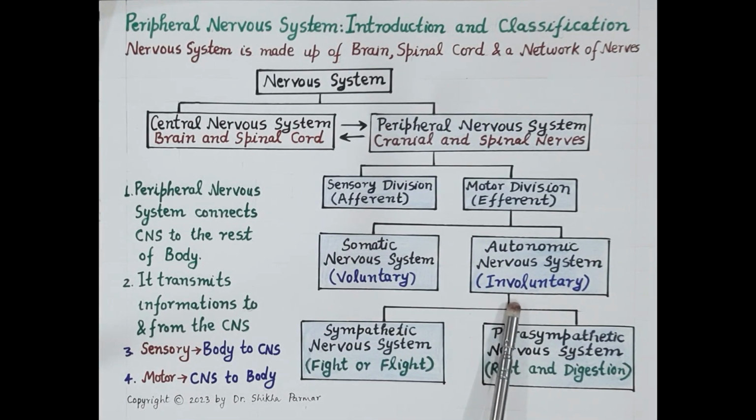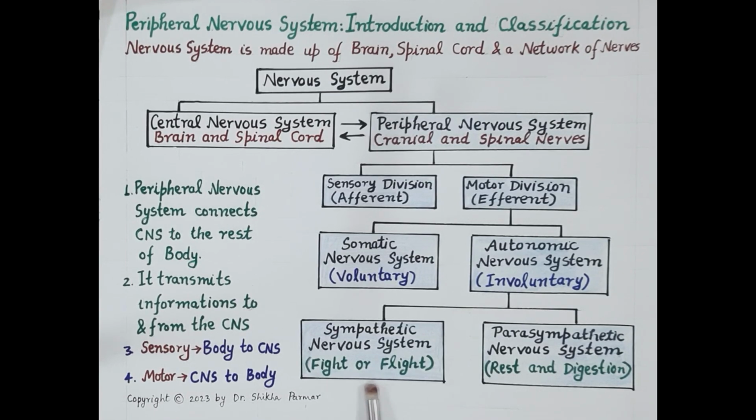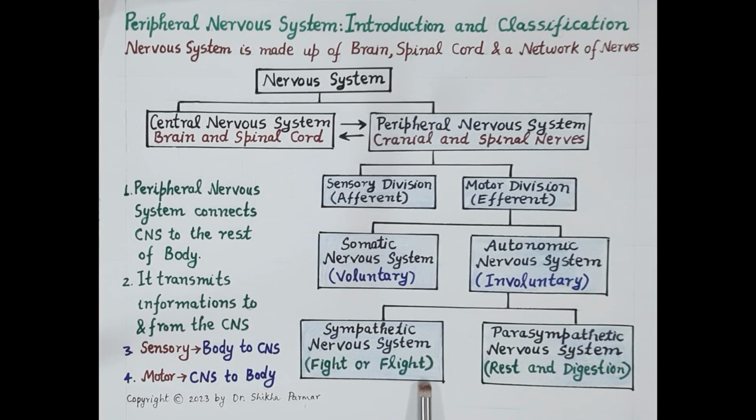Now, autonomic nervous system is further divided into sympathetic nervous system and parasympathetic nervous system. Now, both these systems, they work together to keep functioning of our body in balance. Now, sympathetic nervous system is predominantly active during fight or flight, that is during an emergency situation. So, any type of danger, fear, stress, exercise all activate sympathetic nervous system.